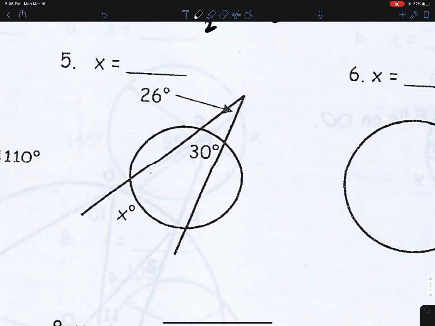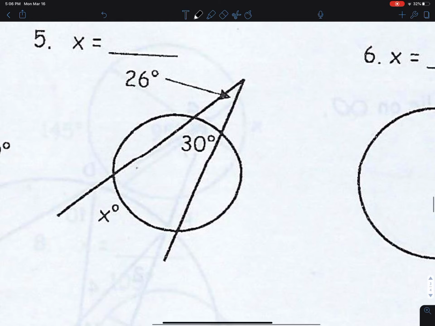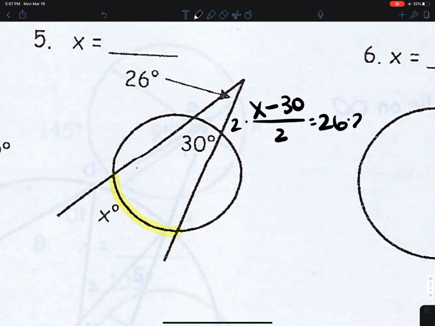And let's do number 5 because it's different. It's not giving you the 2 arcs and you're finding the angle. So we know that the major arc, this one is going to be bigger. So we have x minus 30 divided by 2 equals 26. So we're going to solve it the same way we did with our interior angles.